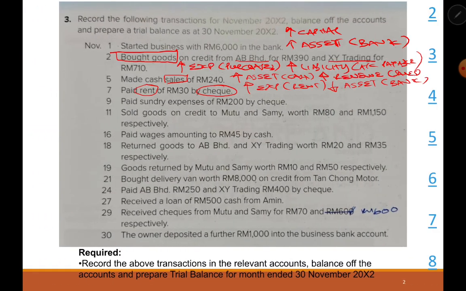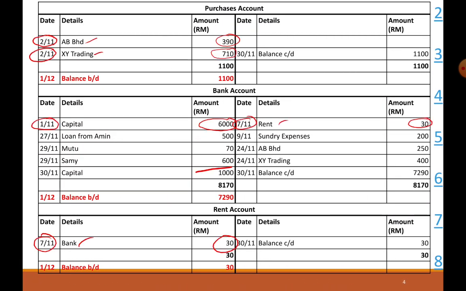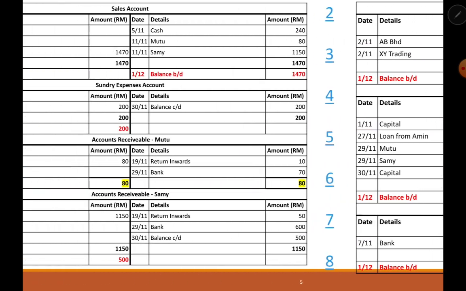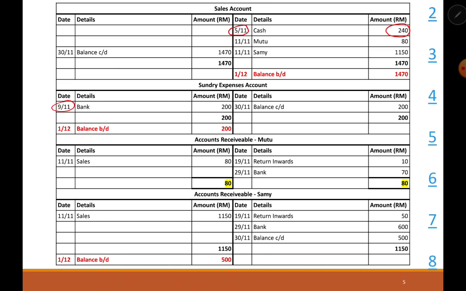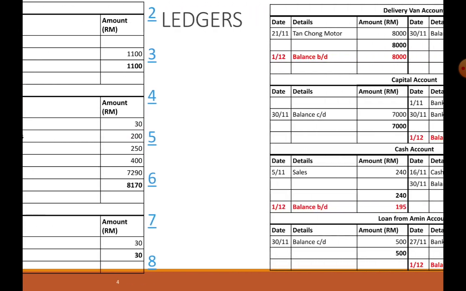Okay, on the 9th of November, paid sundry expenses. Okay, clearly these expenses were paid by check again. Increase in expenses, which is sundry expenses. By check again, decrease in asset or bank. Okay, so credit bank, debit sundry expenses. On 9th of November, credit bank, debit sundry expenses.